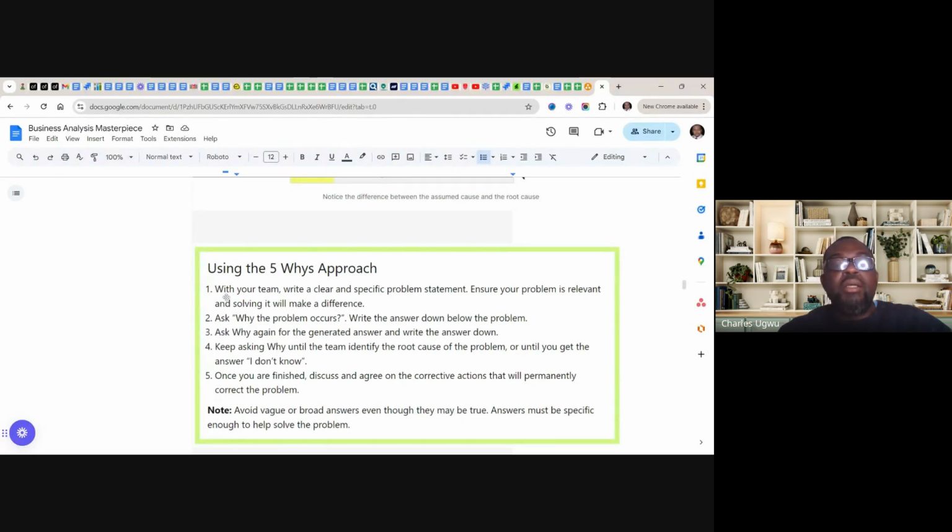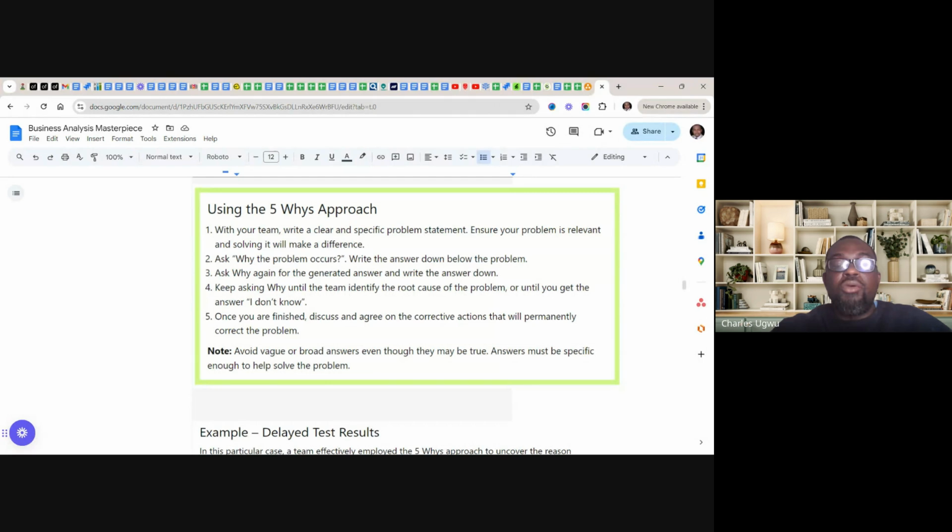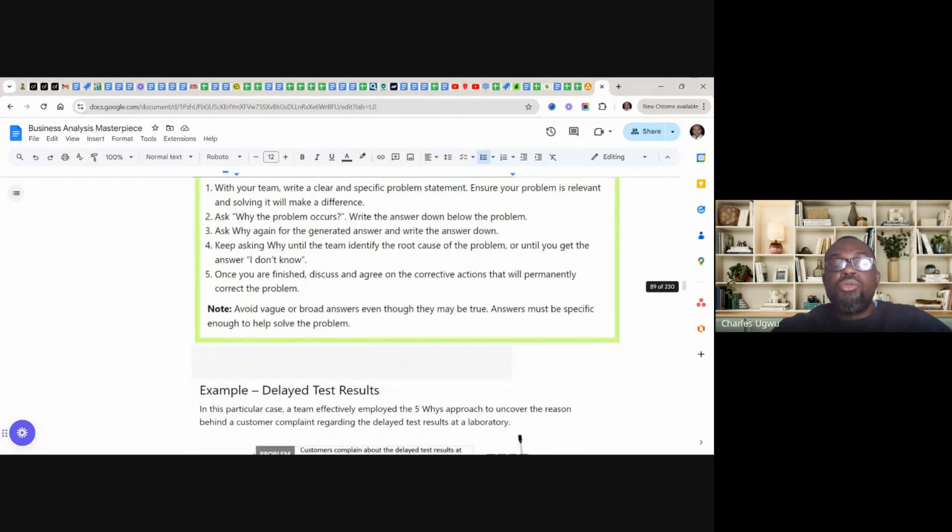With the why, with your team, you have to be specific about the problem. Ask why the problem occurred. Write the answer down below the problem. Ask why again, why the generated answer, and write down the answer. You keep on asking why until there is no more why to ask, and that is very simple. It's a very good way to do that.